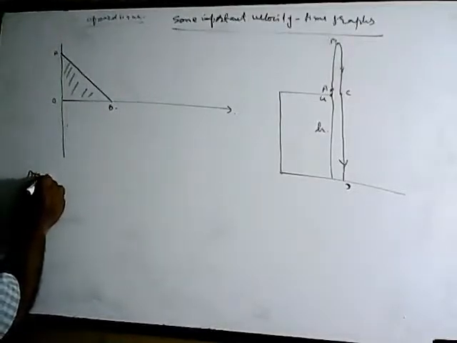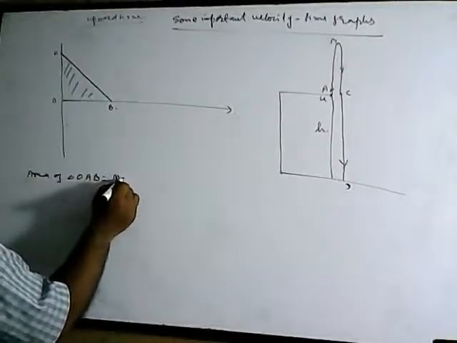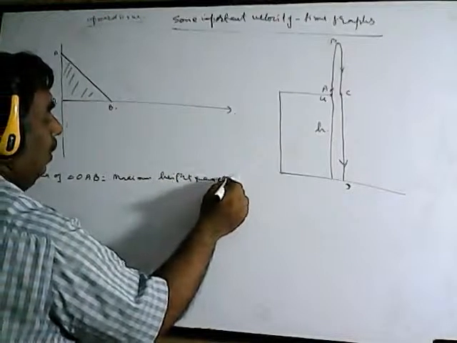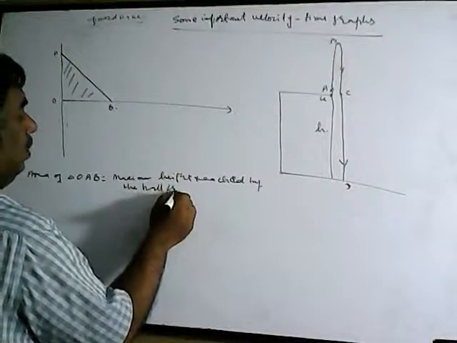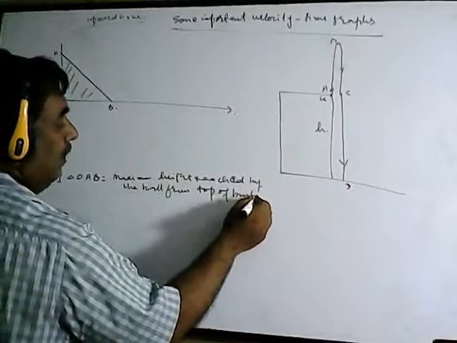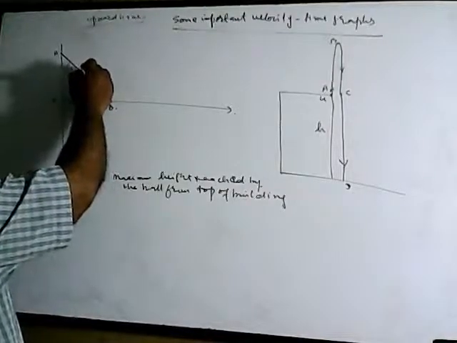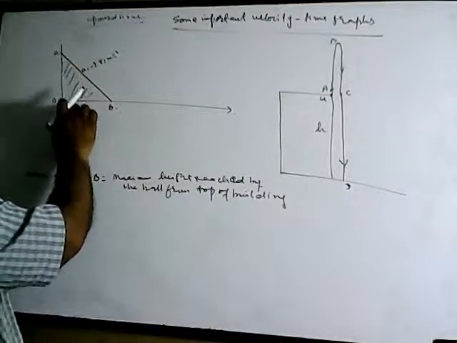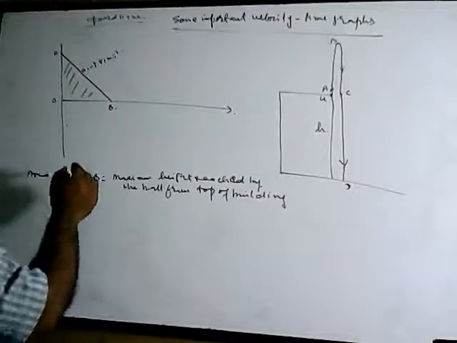The area of triangle OAB is nothing but the maximum height reached by the ball from the top of the building, or from the top of the cliff. Now as the ball comes down, the acceleration must be minus 9.81 meters per second square. If these two values are not given, I can find it just in terms of this one, and this height can be found, or if height is given, then they can be found.